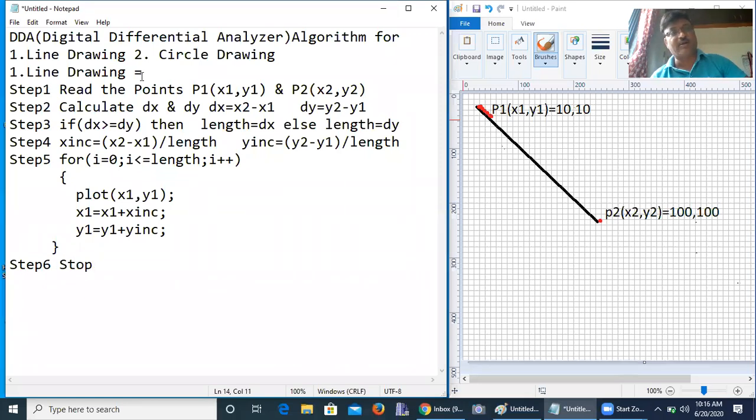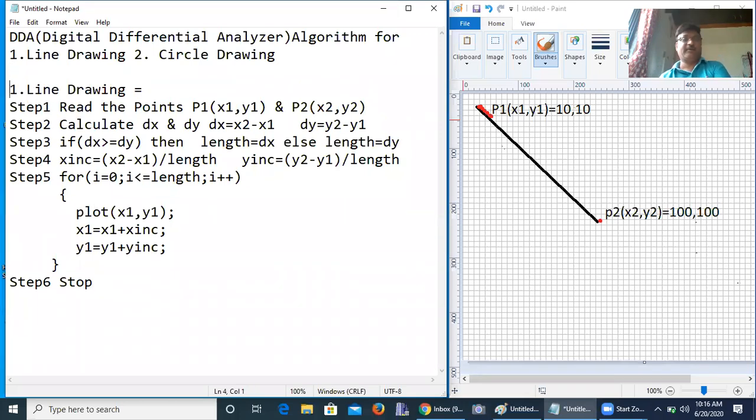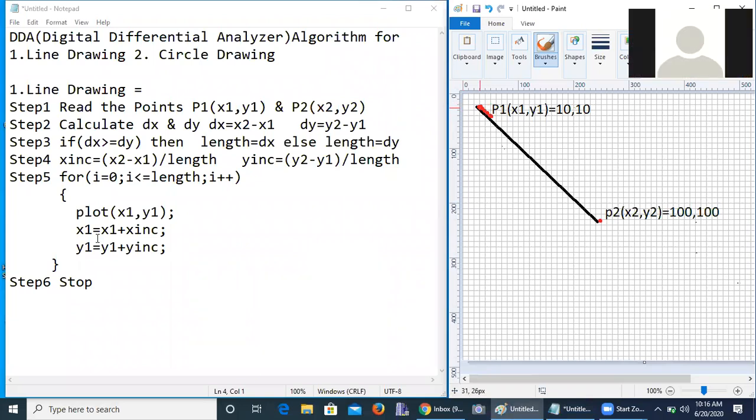So this is a simple algorithm that I have explained to you. This is the line drawing algorithm. Opening curly bracket, plot means plot the point, whatever the point x1, y1 is, it is going to be plotted like this. This is my x1, y1 point. Once plotted, go for x1 plus x increment, so it goes over here. Then y1 is equal to y1 plus y increment. So now I am going to debug this algorithm.